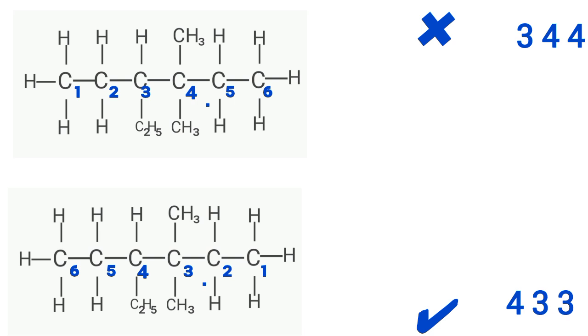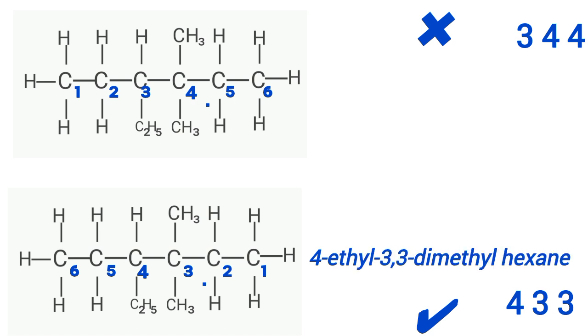Now, let's write the name of that structure. We have an ethyl group on carbon 4 and 2 methyl groups on carbon 3. Remember, we write substituents alphabetically, so we write ethyl before methyl. So this will be 4-ethyl-3,3-dimethylhexane.